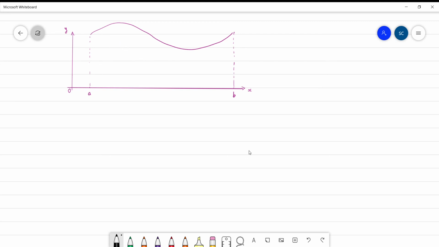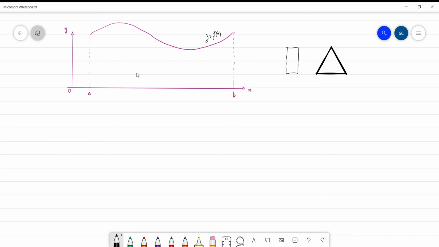I have to find the area under the curve. Let's call it the curve given by the function f. We don't know how to compute exactly the value of this area. We know how to do it using simple shapes like a rectangle or a triangle. We know the formula for this.